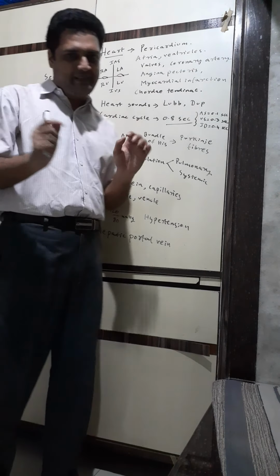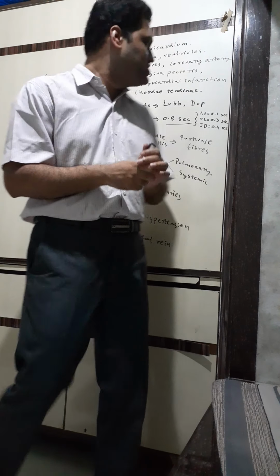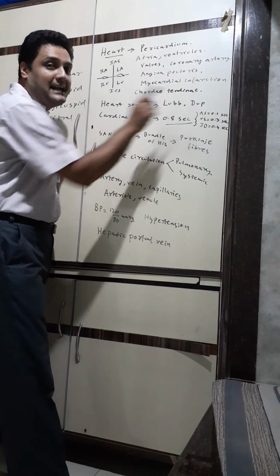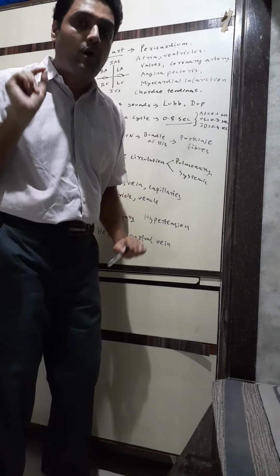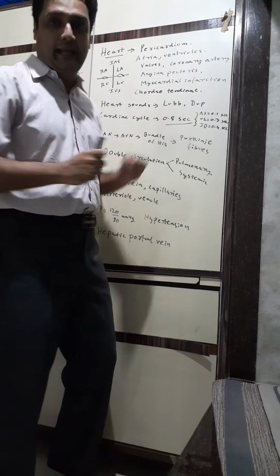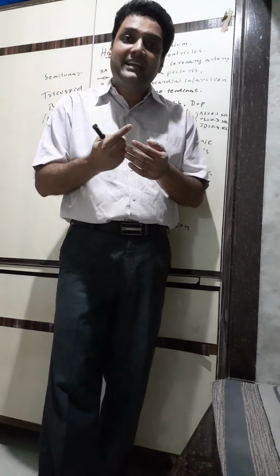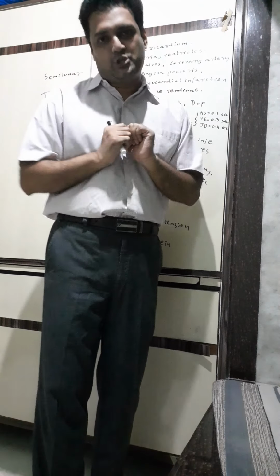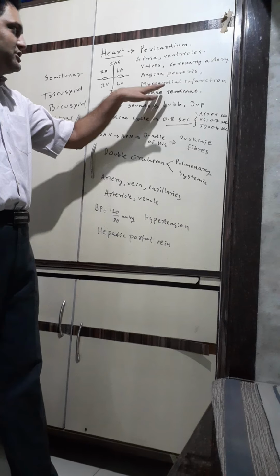Inside the valves there are cord-like structures called chordae tendineae. Okay, I'll say chordae tendineae. These cord-like structures prevent overturning of the valves. They prevent damage to the valves when the ventricles are in contraction.